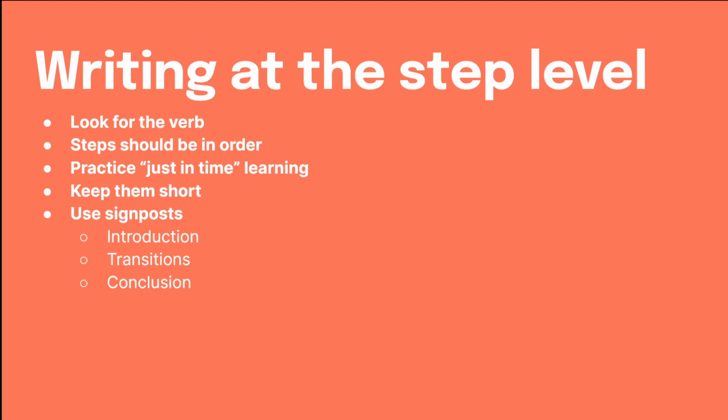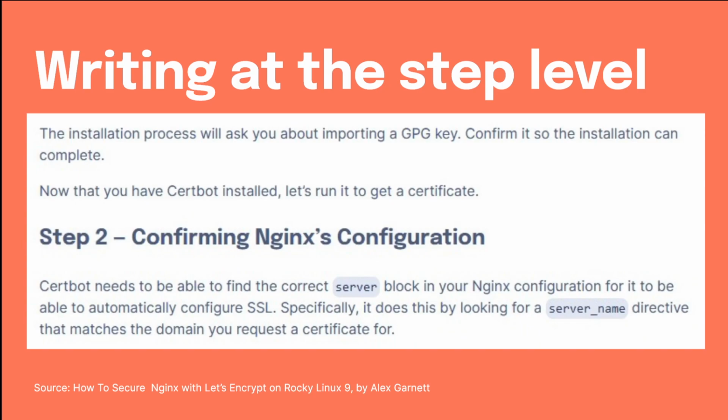Okay. But I want to more specifically point out transitions, because these are important to move from one step to another. I got a little tired of the Apache example, so I switched to an Nginx example. This one is by Alex Garnett. And look how we've set up the transition here. So there's a sentence before the step heading. Now that you have certbot installed, let's run it to get a certificate.